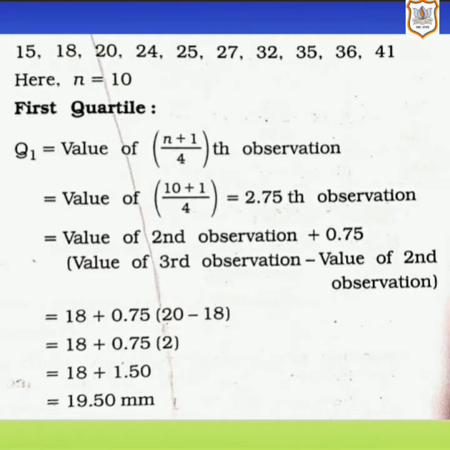Here you can see we have arranged the observations in ascending order: 15, 18, 20, 24, 25, 27, 32, 35, 36, 41. As the number of observations is 10, n is 10. Now for QD, we have to first find Q1 and Q3, as the formula is Q3 minus Q1 divided by 2. So Q3 and Q1 are to be taken out. So first we are finding out the first quartile.